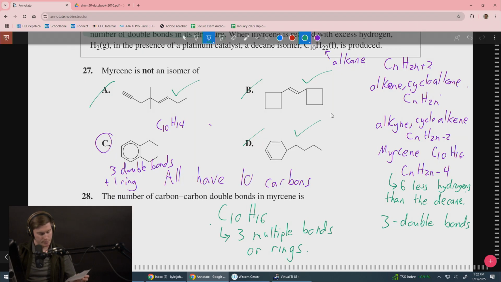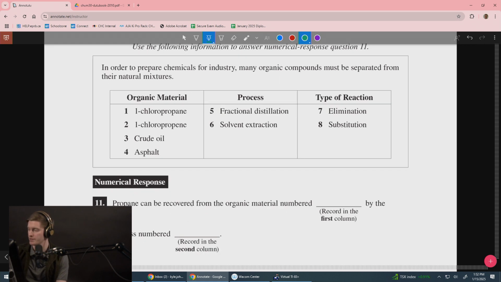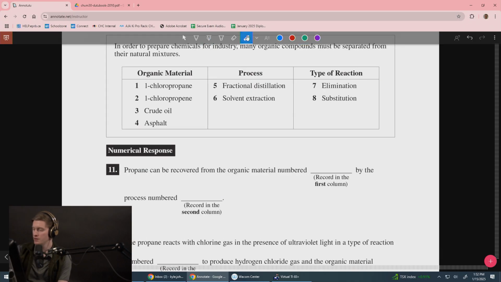Let's move to the next page, and that will be our last page on just pure organic. In order to prepare chemicals for industry, many organic compounds must be separated from their natural mixtures. Propane can be recovered from a couple of different organic materials. I'll just draw those first.